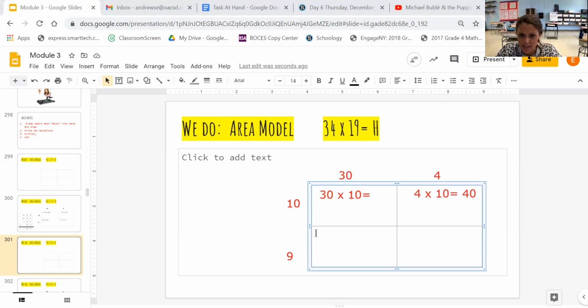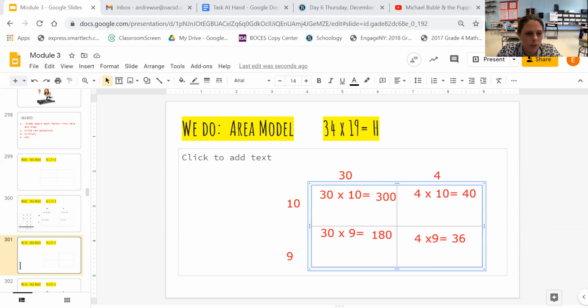After you did this, you then multiplied them, right? Those friendly numbers. Hopefully it was a little easier to multiply. And then you added them all up.